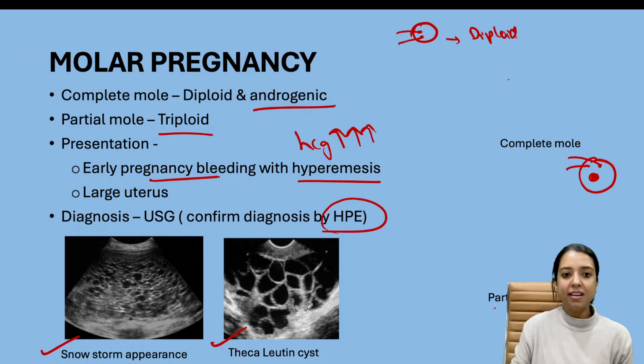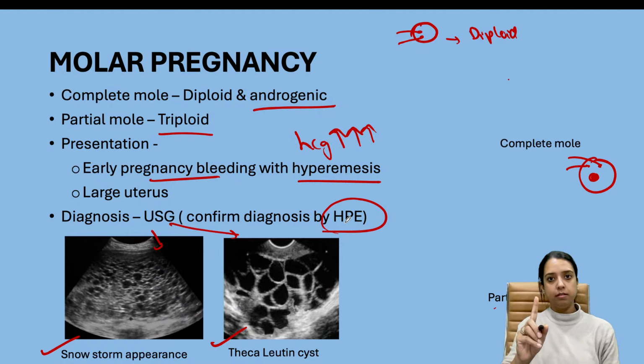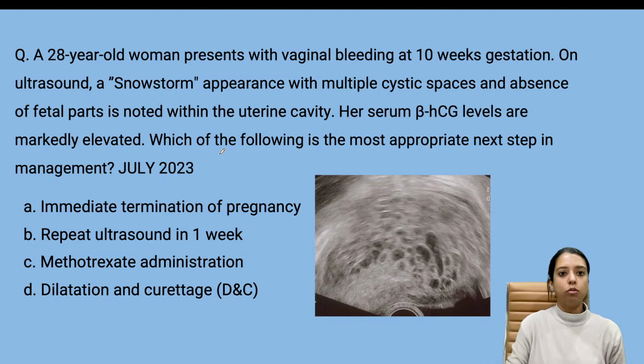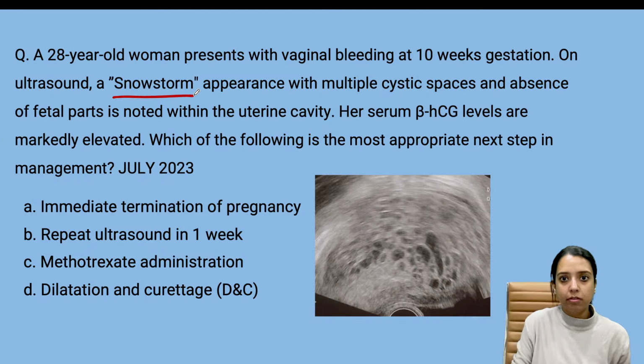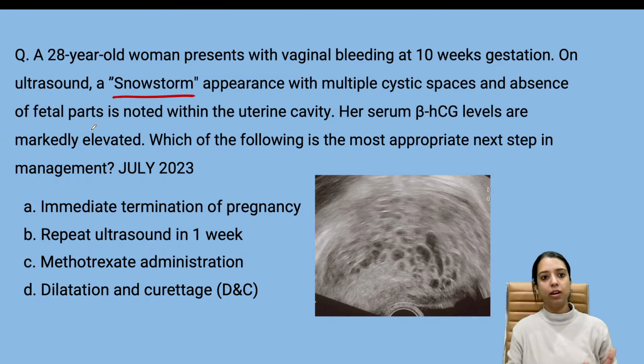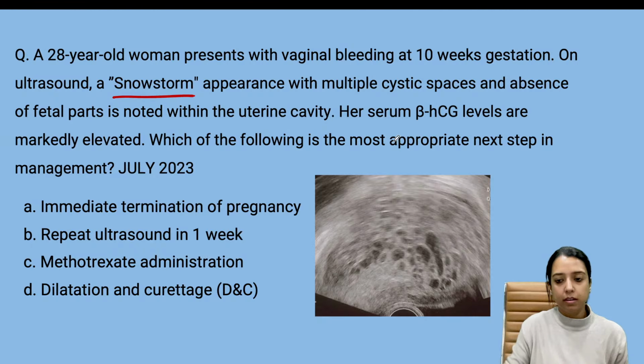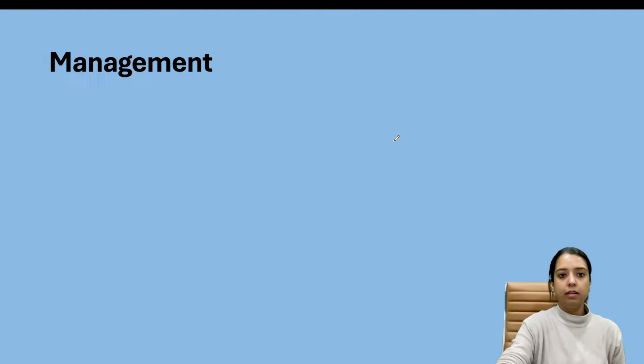So snowstorm appearance and theca lutein cyst. Okay? Diagnosis is ultrasound that shows these signs, but confirmation is histopathology. Okay? Now a question came in 2023: a 28-year-old woman at 10 weeks gestation shows a snowstorm appearance. Okay? You got to know it is molar. Her beta HCG is elevated. Obviously, what is the management? So what is the management of molar?